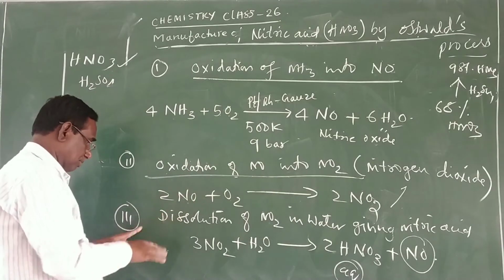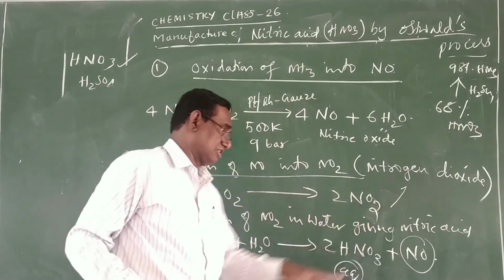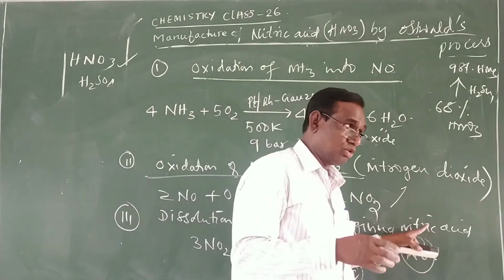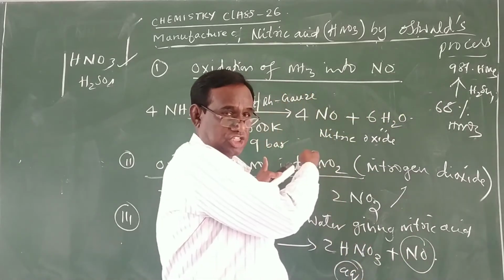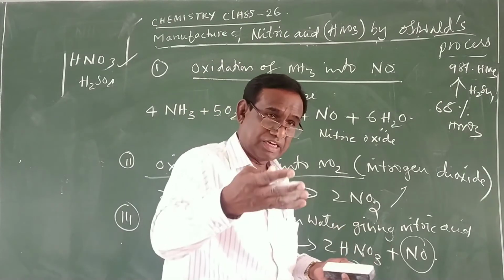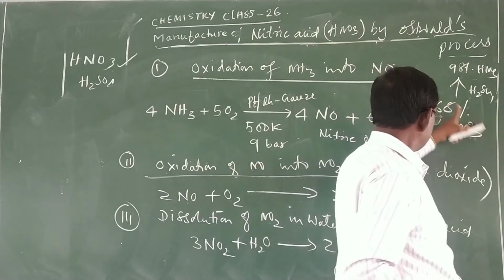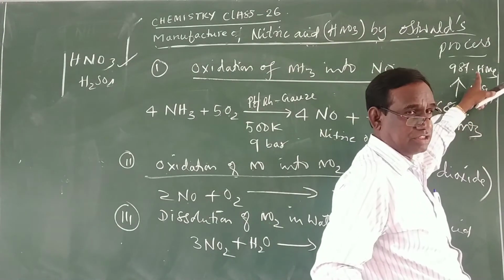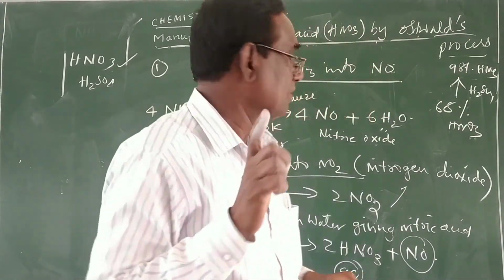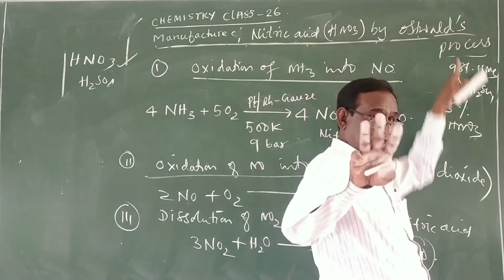In the third step, dissolution of NO2 in water giving nitric acid: 3NO2 plus H2O gives 2HNO3 plus NO. This nitric oxide obtained is recycled for the second step. The aqueous solution of nitric acid is heated to get 68% HNO3, which is again heated with sulfuric acid to get 98% HNO3, the pure and concentrated nitric acid. That is how we manufacture nitric acid by the Ostwald process, which involves 3 steps.